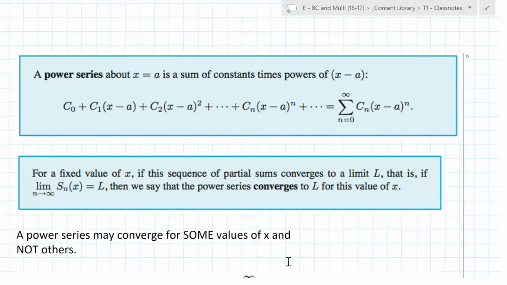Are there geometric power series? Absolutely. Like what happens if c is 1? Sure. If all the c's are the same, great.